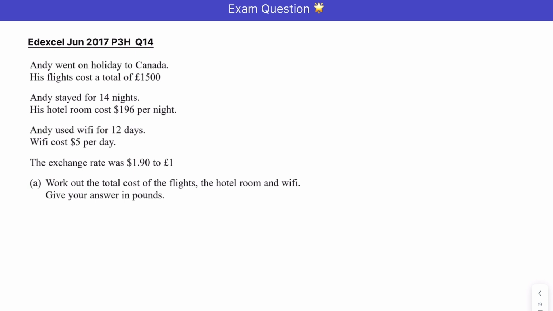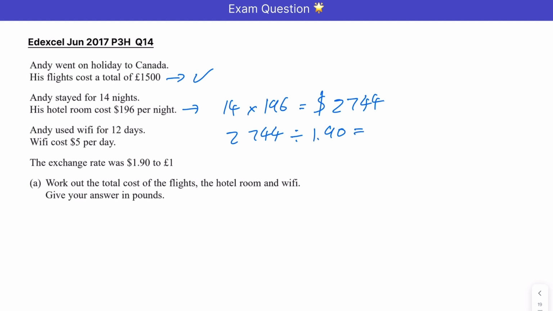So we have been told they want the answer in pounds, which means I don't need to touch this. But here I need to do 14 times 196, which is in dollars. Now 2744, if I divide that by 1.90, that will tell me what it is in pounds, which is 1444.21 in terms of pounds.